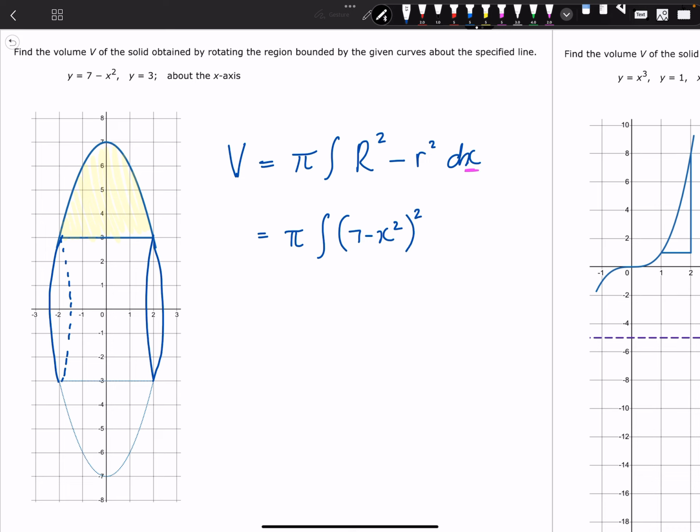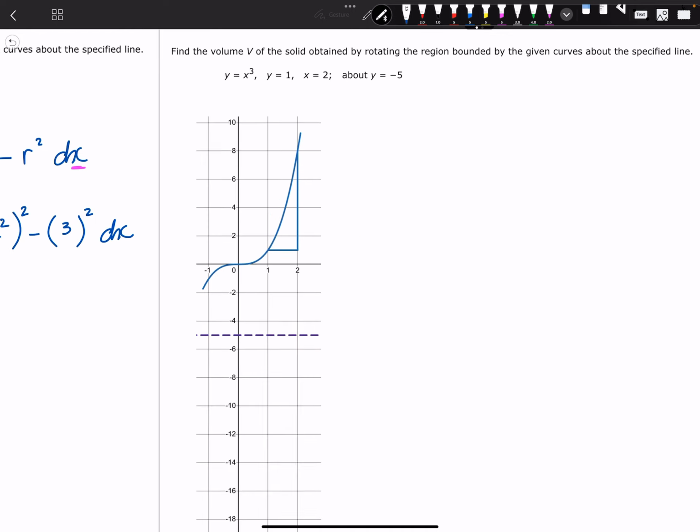So we'll have that quantity squared minus the small or the inside radius, which is the line y equals 3, quantity squared. And then finally, one last thing, we will need to put some bounds on our integral. So if you can answer the question, what is the domain of this region? We see that this goes from -2 to 2. So this is the integral that's going to calculate that volume.